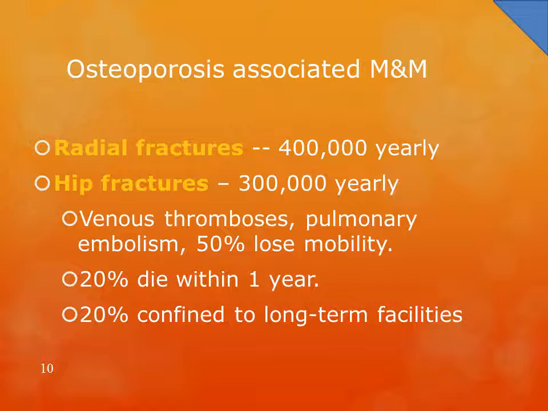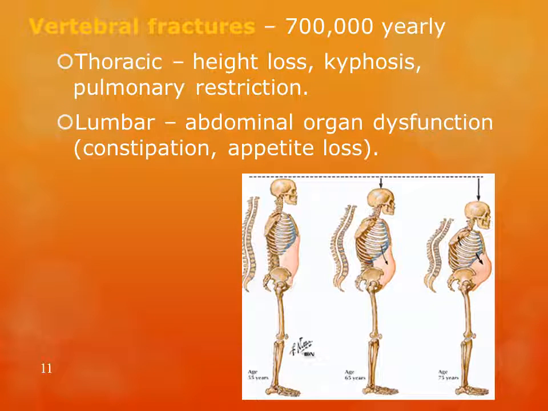Here are some of the morbidities and mortalities associated with osteoporosis. Radial fractures, almost 500,000 yearly. Hip fractures, fewer yearly, but significant morbidity associated. So you get a hip fracture, you're more sedentary, you're predisposed to venous thromboses and pulmonary emboli. 50% lose mobility permanently. Once you have a hip fracture at an advanced age, 20% will be dead within a year and 20% will be confined to a long-term facility and will not be able to live independently from there on out.